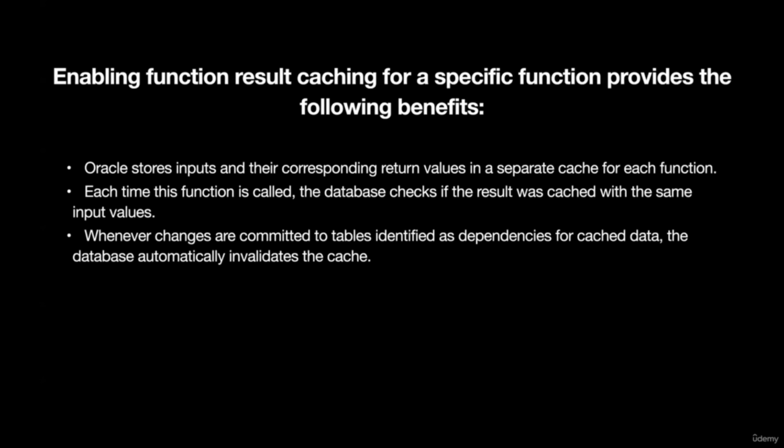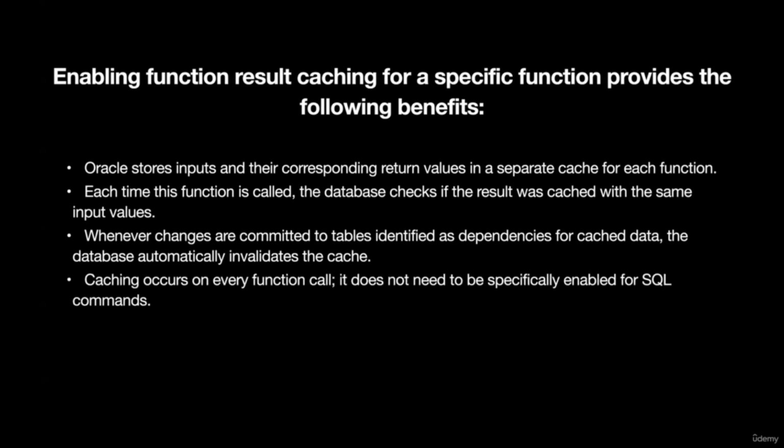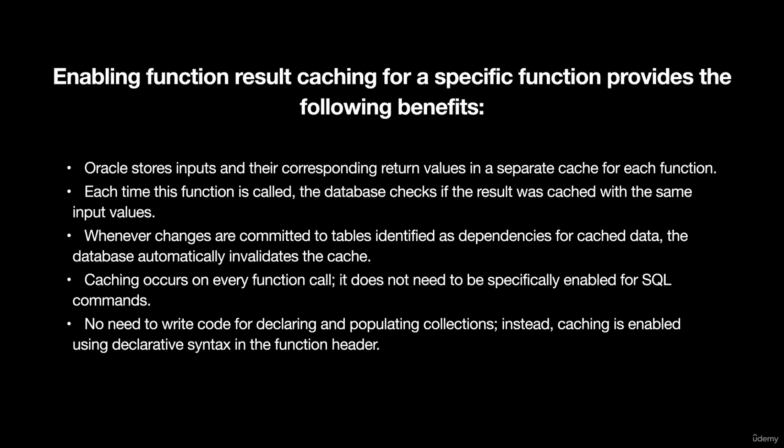Whenever changes are committed to tables identified as dependencies for cached data, the database automatically invalidates the cache. On subsequent calls to the function, the cache is refilled with consistent data. Caching occurs on every function call. It does not need to be specifically enabled for SQL commands. No need to write code for declaring and populating collections. Instead, caching is enabled using declarative syntax in the function header.